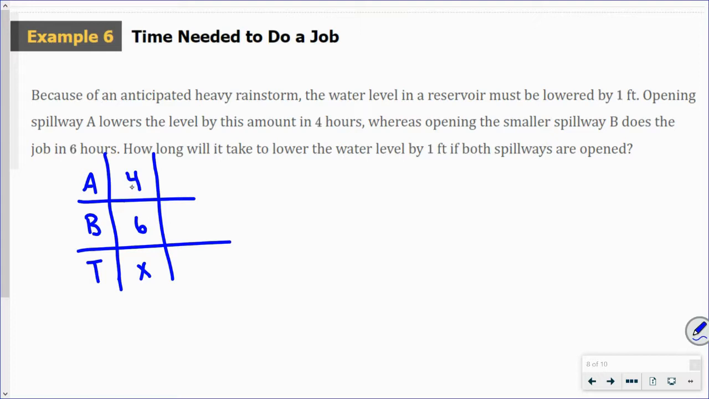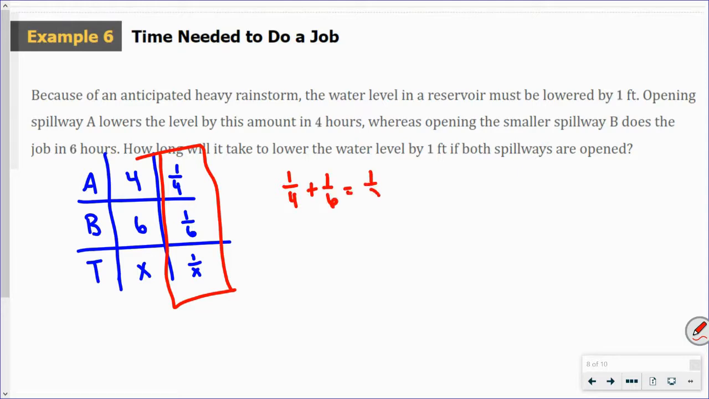But I know that the unit rate for spillway A is 1/4, meaning it can do 1/4 of the job in 1 hour. B can do 1/6 of the job in 1 hour, and together they can do 1/x of the job in an hour. So I'm going to take this column here to set up my equation. So I'm going to say 1/4 plus 1/6 equals 1 over x.